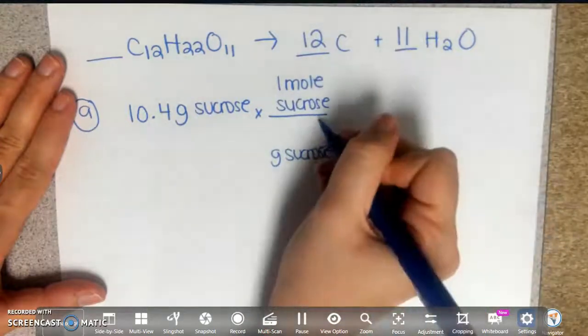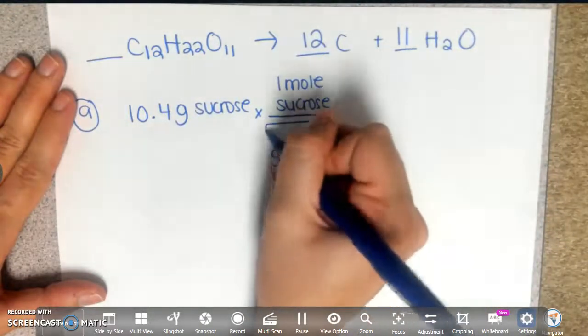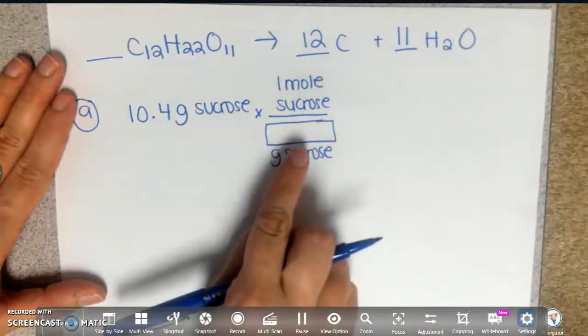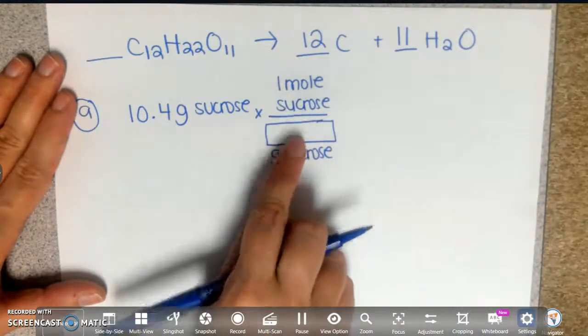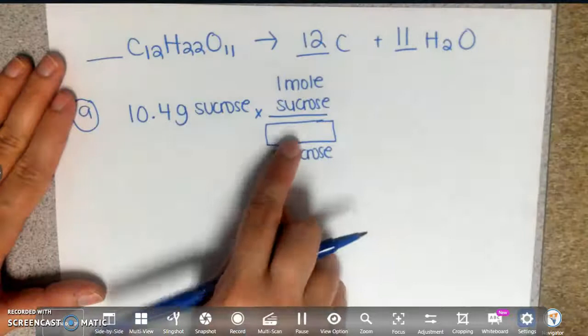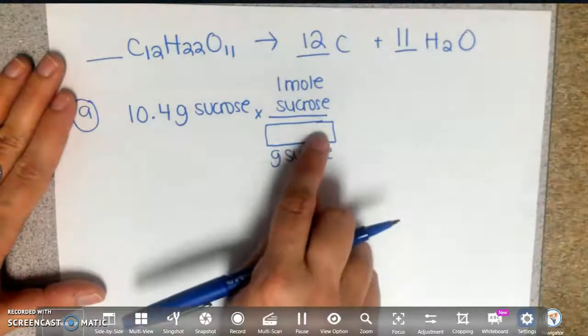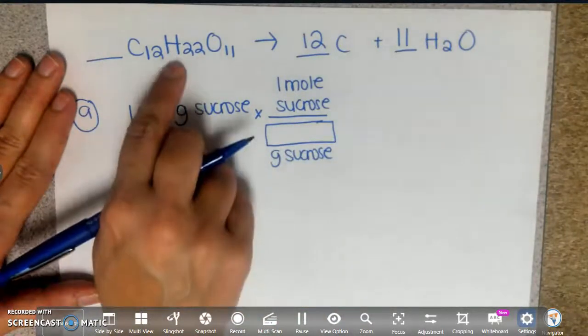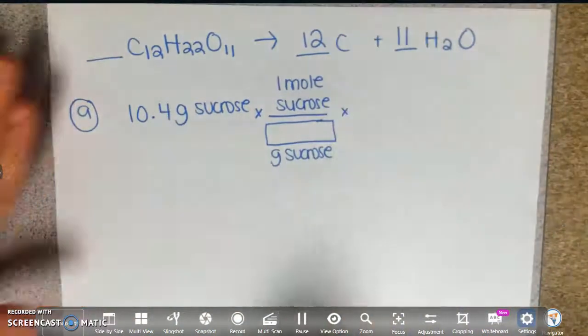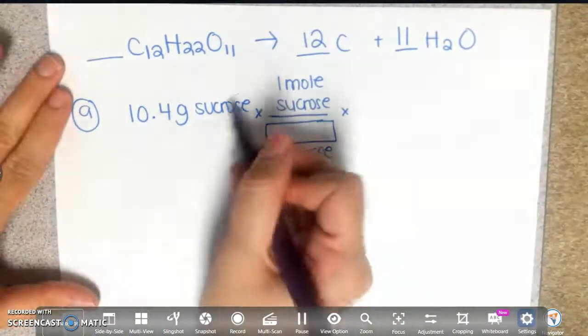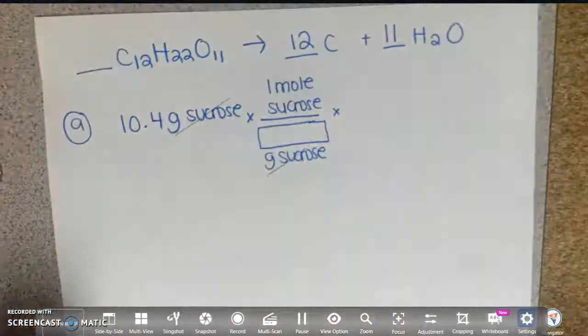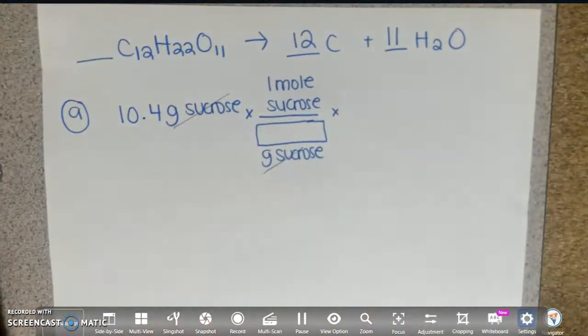Now, I'm not going to spend all this time solving the molar mass of sucrose. I actually am going to have you pause the video and you go fill that out. You go calculate that and see if you get it right. So you'll need to do that yourself. See if you can add up this molar mass correct. Now that got rid of my grams of sucrose. Now I have 1 mole sucrose. I'm trying to go to carbon.